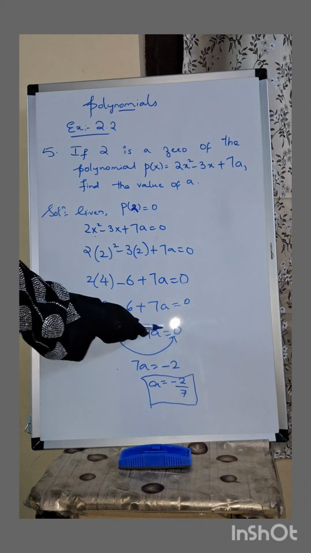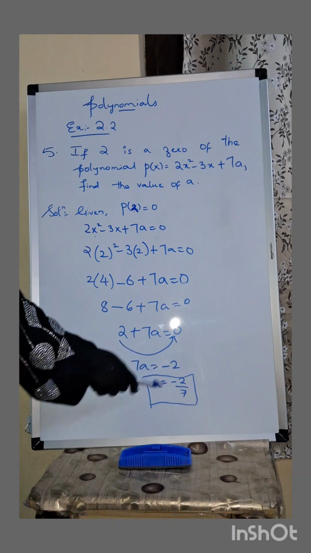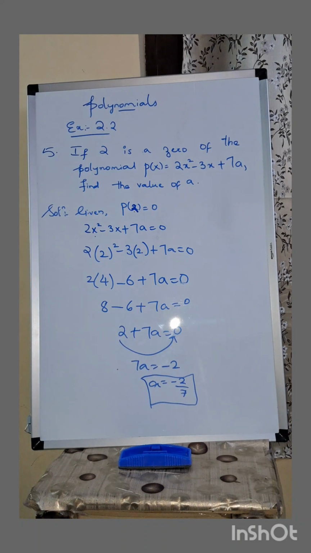8 minus 6 is 2. 2 plus 7a is equal to 0. Plus 2, I am sending that side, it will become -2. A is equal to -2 by 7. This is the solution of your equation question. Okay, let us move to question number 6.